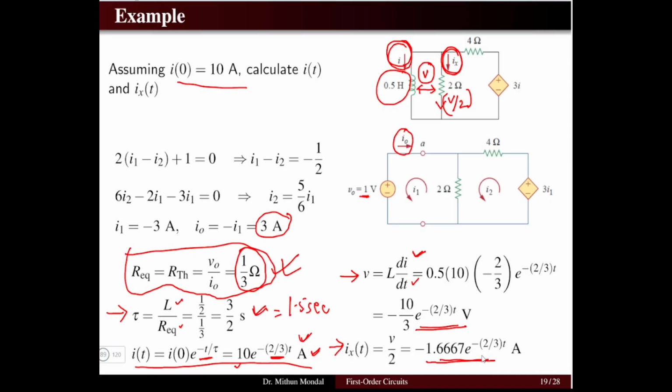So this is one simple problem that we have discussed for the RL circuit under the natural response. Natural response because there is no independent source connected in the circuit. Only the initial current that is stored in the inductor is responsible for driving the network. So this solution we have seen.